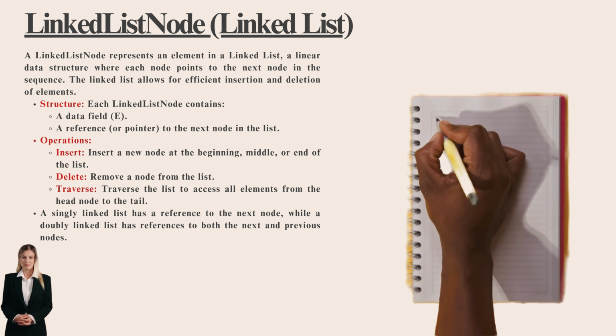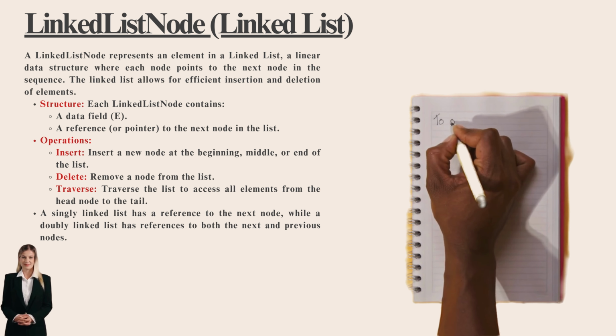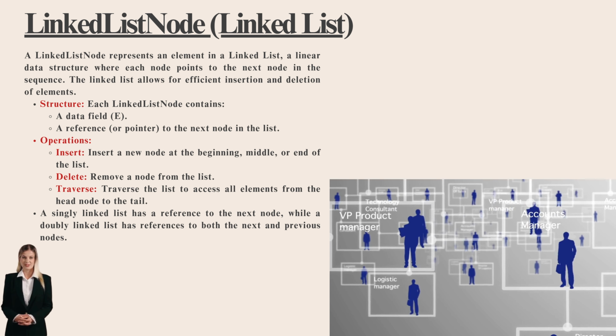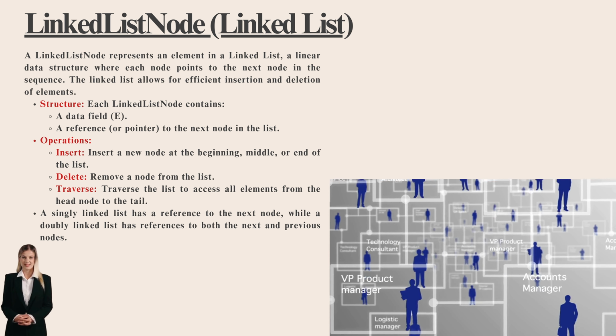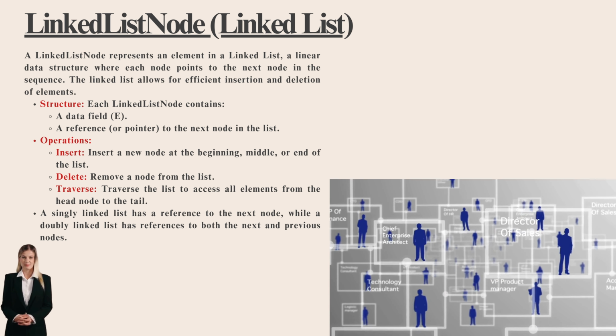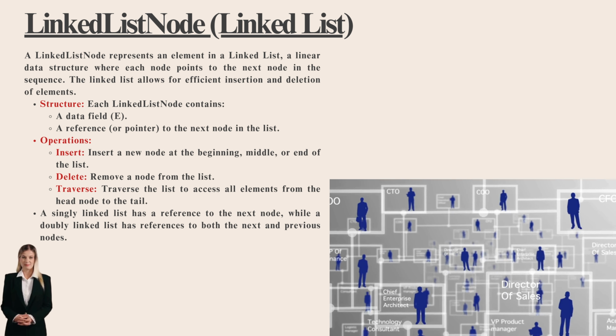Linked list node. Linked list. A linked list node represents an element in a linked list, a linear data structure where each node points to the next node in the sequence. The linked list allows for efficient insertion and deletion of elements.